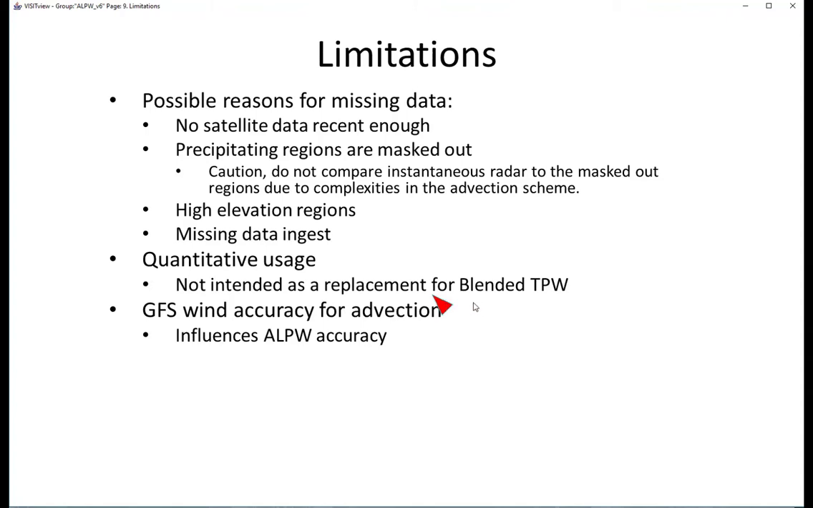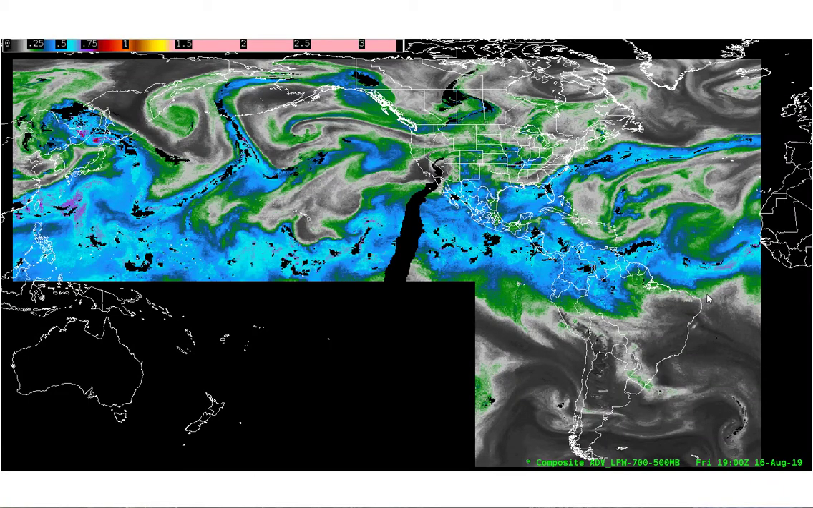Use this in a complementary and supplementary way with the blended TPW product. Another limitation is the winds, of course, are only going to be as good as your GFS short-term forecast. It is a short-term forecast, not going really far out, but if it is inaccurate, then that will obviously influence the ALPW accuracy.